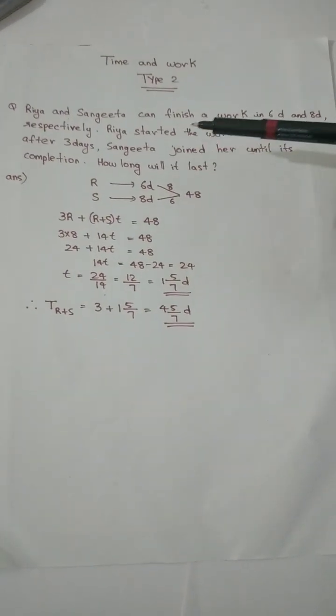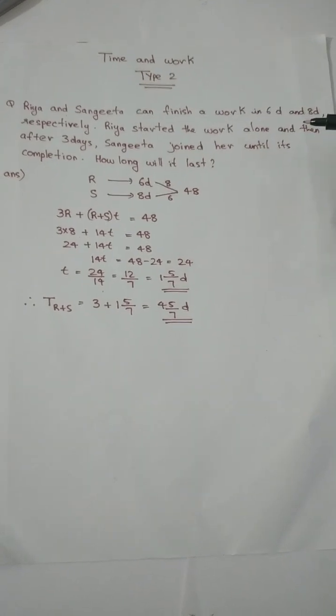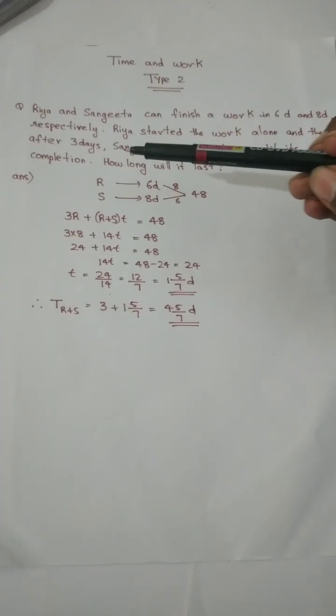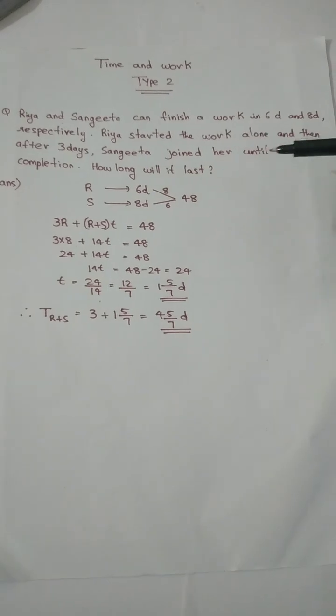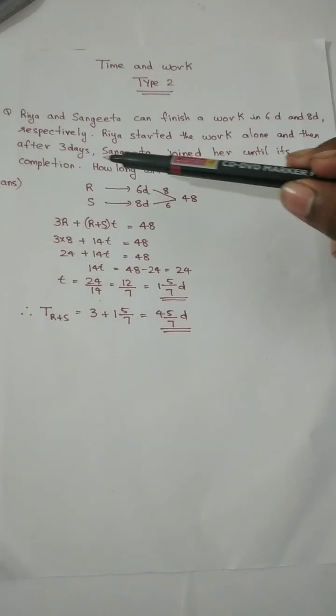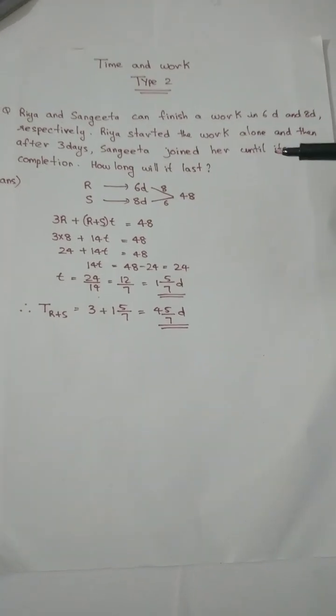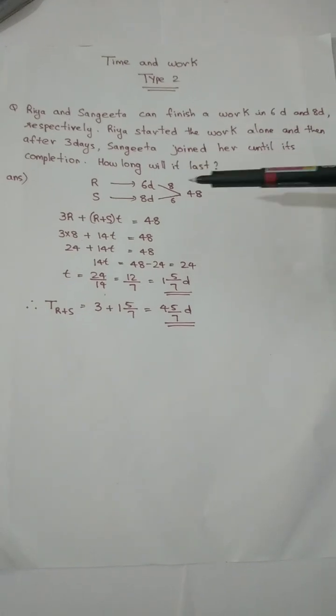Ria and Sangeeta can finish a work in 6 days and 8 days respectively. Ria started the work alone and then after 3 days Sangeeta joined her until its completion. How long will it last?